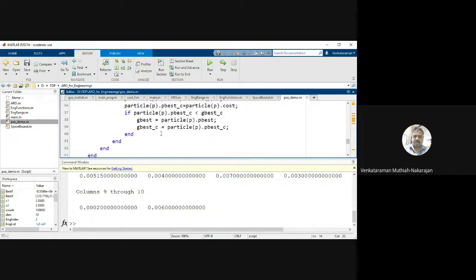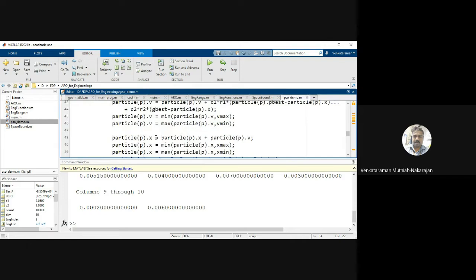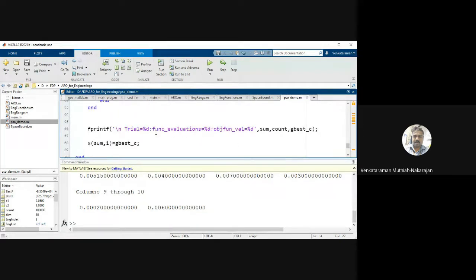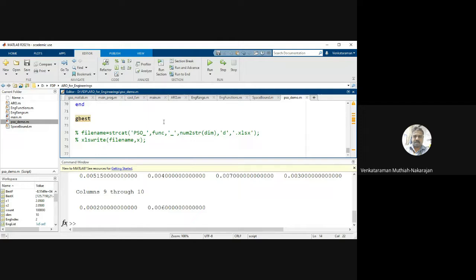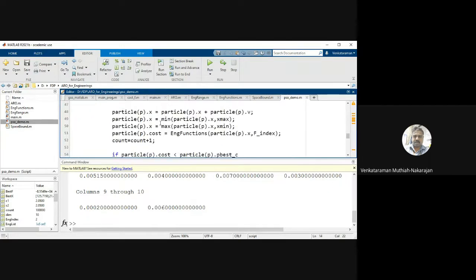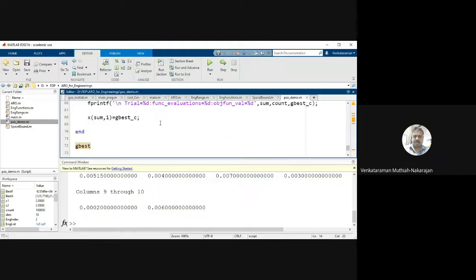So the remaining part of the code, you don't have to touch anything. It is general. Now it is optimizing your function, knowing the upper limits and lower limits, and you do nothing to print out. You just ask the program to print at the end what the best function value is and what the location of the global best minima is. That's it. It will print it for you.